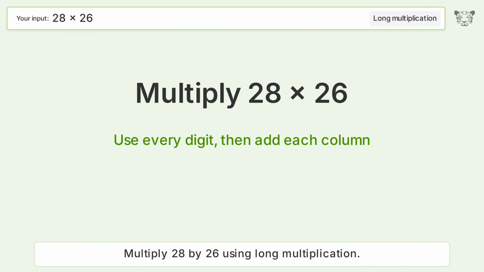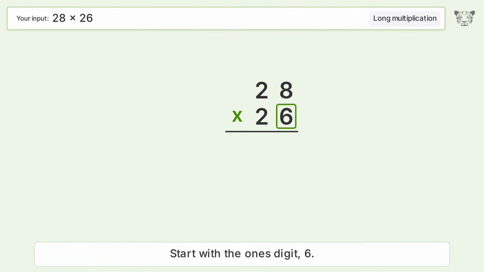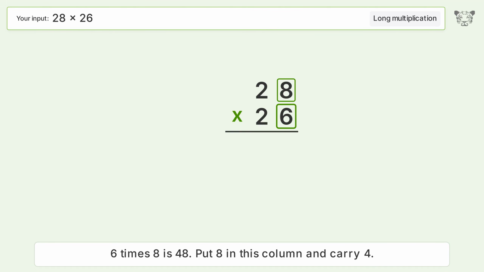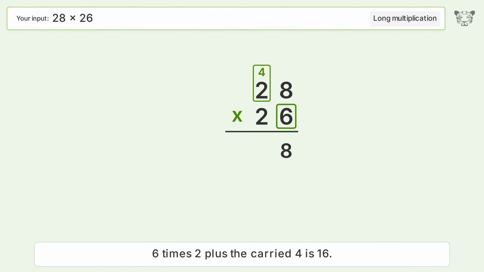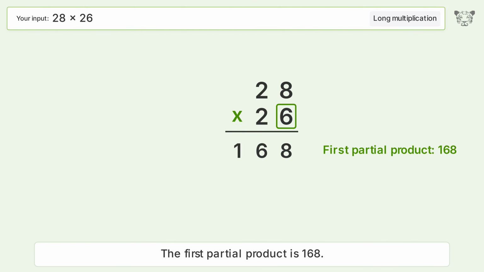Multiply 28 by 26 using long multiplication. Start with the ones digit, 6. 6 times 8 is 48. Put 8 in this column and carry 4. 6 times 2 plus the carried 4 is 16. The first partial product is 168.